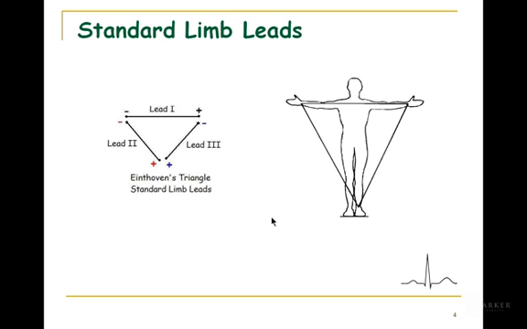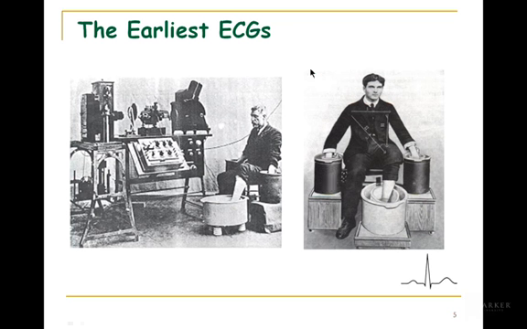The standard limb leads are called limb leads because originally a patient's limbs were placed in salt water to get the signals, and what they called it was a string galvanometer. I'm just going to show you a picture really quick. These were the earliest EKGs. The limbs were placed, and it's the very limbs that we're going to place electrodes on in lab, in saltwater buckets. So this is why they call them limb leads.